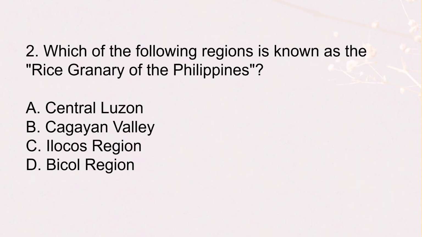Number two, which of the following regions is known as the rice granary of the Philippines? Letter A, Central Luzon. Letter B, Cagayan Valley. Letter C, Ilocos region. Or letter D, Bicol region.